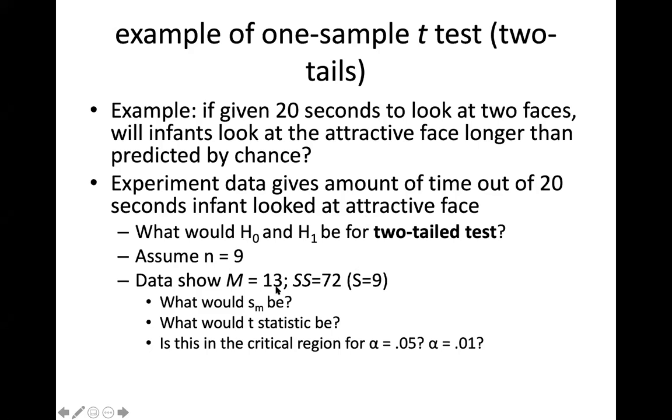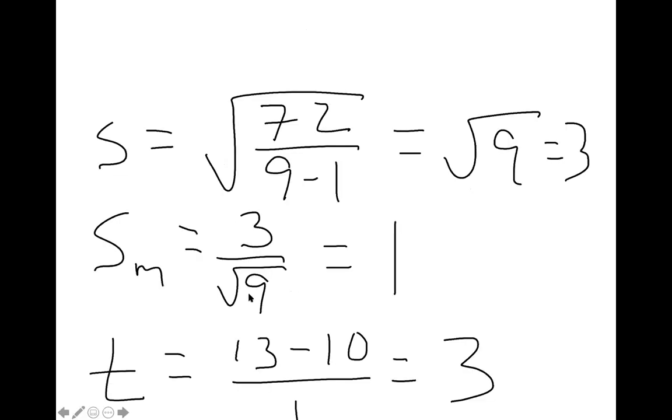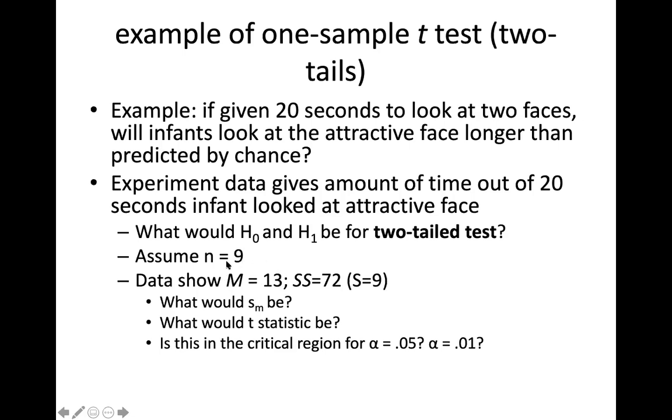So we're going to calculate a sample mean. That's what this is. M equals 13. You might want to write this in your notes. This 13 represents the amount of time that the baby spent looking at the attractive face. Whenever we're talking about means for this example, it's always the amount of time that the baby spent looking at the attractive face. And if you look at the null and alternative hypotheses, that's what I did there. I said mu attractive equals 10 was the null hypothesis. Mu attractive does not equal 10 was the research hypothesis. M equals 13 is our sample mean. This is the amount of time that those 9 babies actually spent looking at the attractive face.